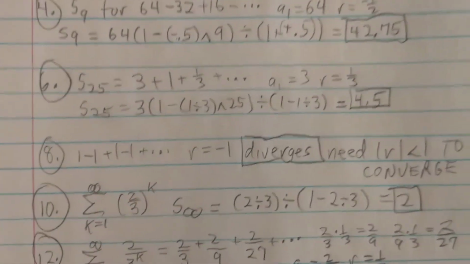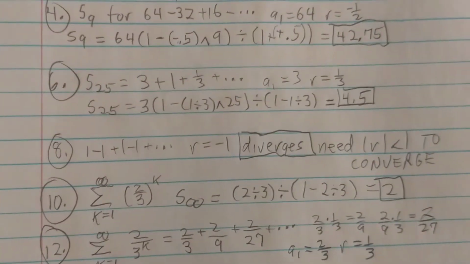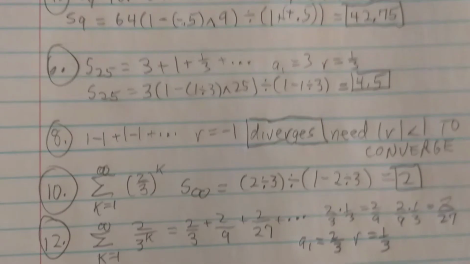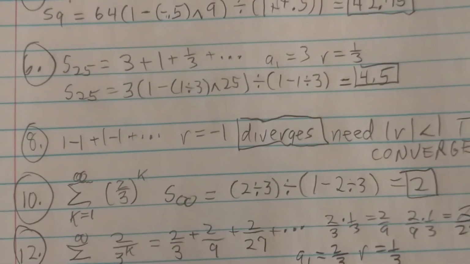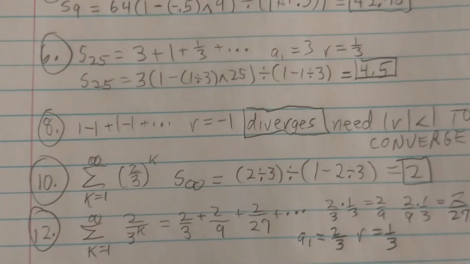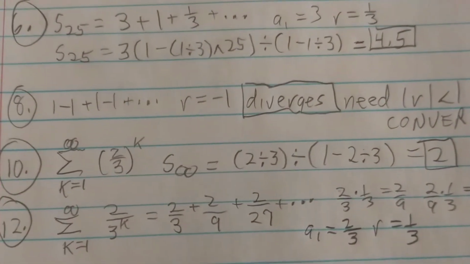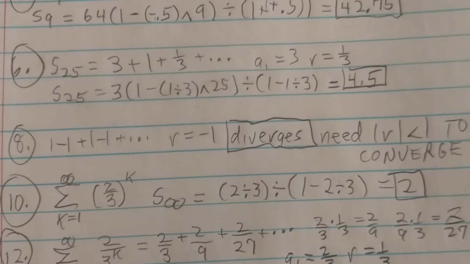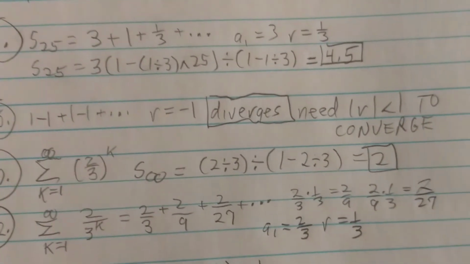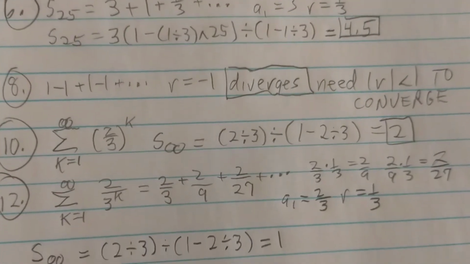For problem 6, we have S25, the first 25 terms added up, with the geometric sequence 3 plus 1 plus 1/3 plus dot dot dot. The first term is clearly 3, and the r multiplying factor is clearly 1/3. 3 times 1/3 is 1. So this is how we have to do this one on the calculator.